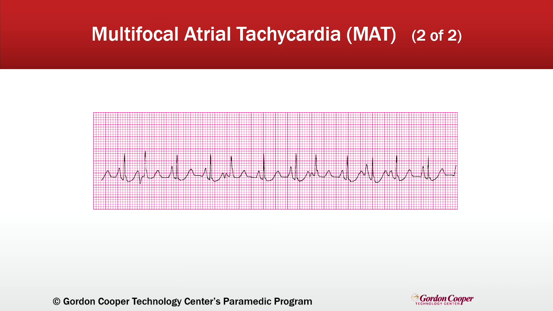So when we look at this, we look at our rate: 1, 2, 3, 4, 5, 6, 7, 8, 9, 10, 11, 12. We've got a rate around 120. The rhythm looks pretty irregular because we can see the differences here, and we see that happening throughout. Now, when we look at our P waves, they are present. They are variable, though, and their shapes are different and kind of all over the place. Our PR interval is variable as well. However, our QRS is quite normal. So our rhythm is multifocal atrial tachycardia.